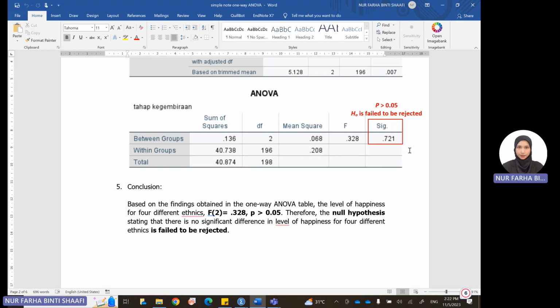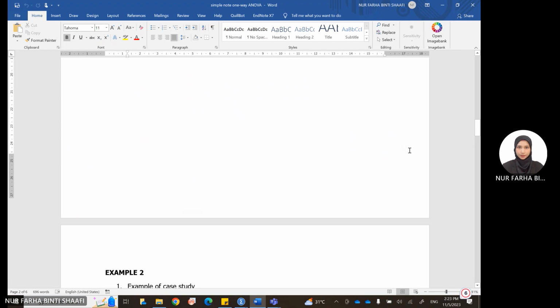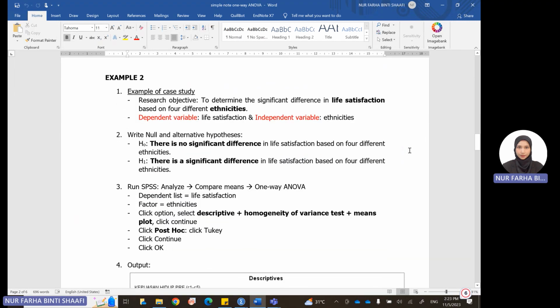Null hypothesis will be rejected, right? Meaning there is significant difference of level of happiness between the 4 different ethnic groups. So what you need to do next. This is example number 2, where your P value just now is less than 0.05. The steps are the same, but there's another thing that you need to click on in SPSS.